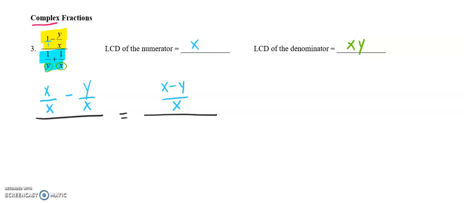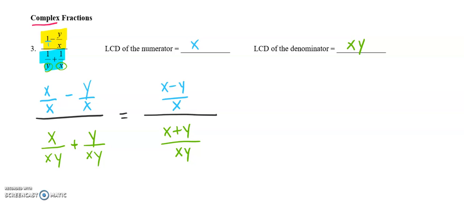Now, for the denominator, the least common denominator was x times y. So what's missing in the first fraction? I have a y already, so I'm missing the x. What's missing in the second fraction? Whoops, this is supposed to be plus. What's missing in the second fraction? I already have the x's matching, so I'm missing the y. Combine those together, we get x plus y over xy.